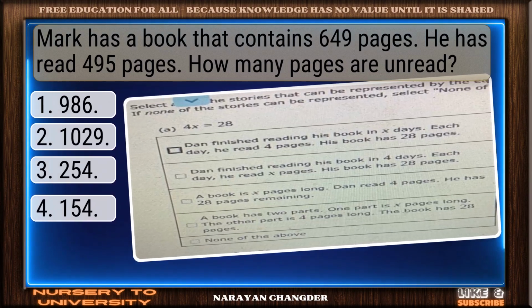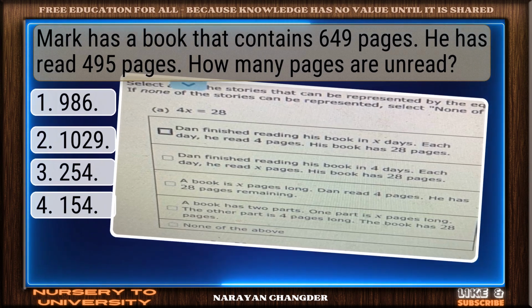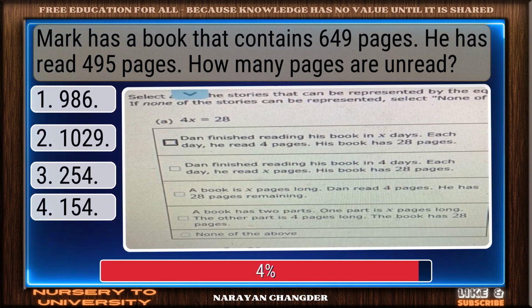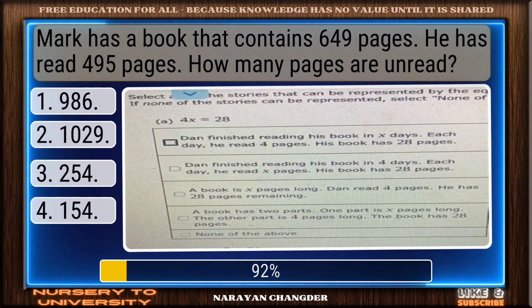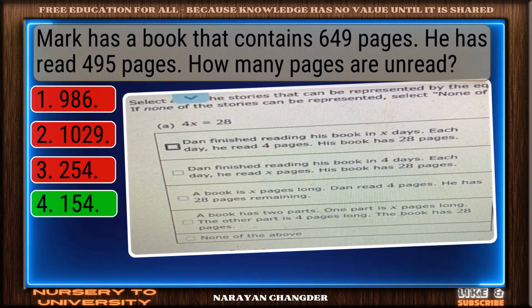Mark has a book that contains 649 pages. He has read 495 pages. How many pages are unread? 154 is a solid answer.